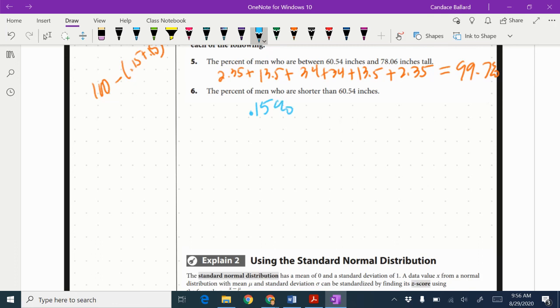0.15%. If they ask for probability instead of percent, okay? So let's say they ask for the probability of men who are between. You take this and you would switch it to decimal points. Remember, you'd move it 2 decimal places to the left. And so that would be your probability. Your probability is always a number that's between 0 and 1.